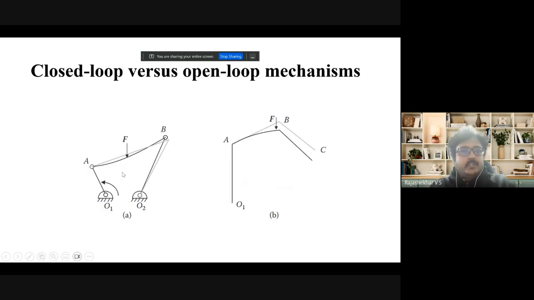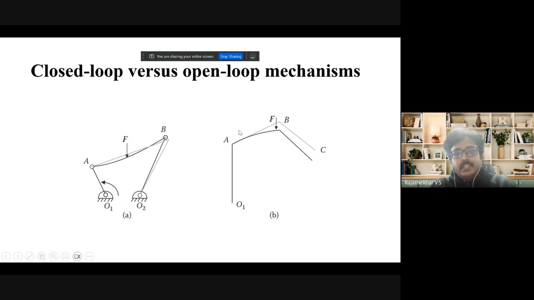Okay. Now going to closed loop versus open loop mechanisms. This is a 4-bar mechanism where there are 4 links: O1A is one link, AB is another link, O2B is another link, and O1O2 is a link. Although they are not connected, they are all on the ground. That's the representation. In a closed loop mechanism, if there's a force acting on AB and it causes bending, even if the actuator rotates precisely, the error happening here is going to persist.